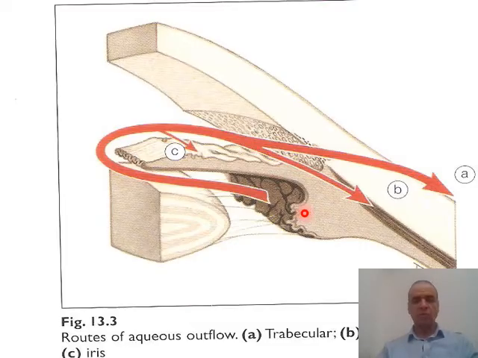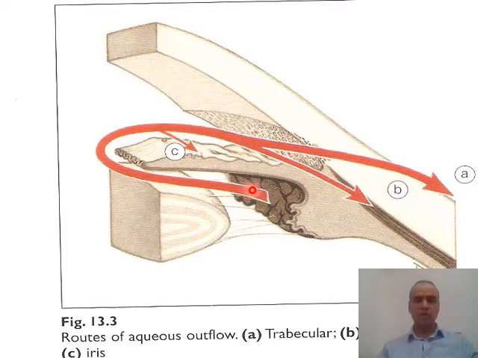Still, 10 to 20% of the aqueous is secreted into the posterior chamber by the non-pigmented epithelium by ultrafiltration, which depends on the difference in blood pressure between intravascular and extravascular within the pars plicata, and also on the difference in oncotic pressure between the pars plicata and the posterior chamber.